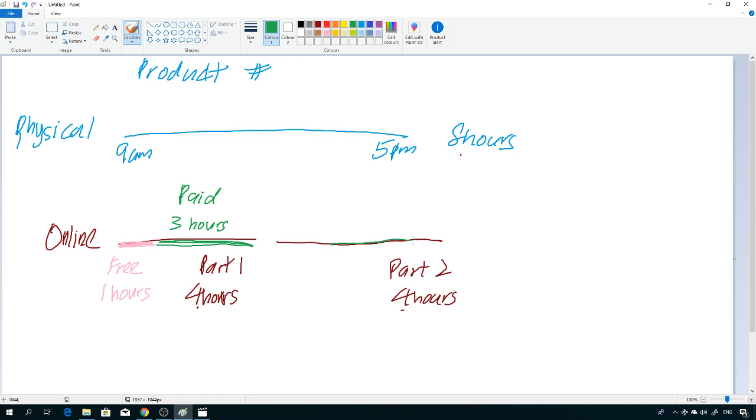The same concept goes to part two. This one is accessible, paid, 3 hours. The first hour I just offer free to give you confidence for those who want to sign up. For those who already want to sign up, they will pay for the rest, not the free first hour. So 1 hour plus 3 hours equals 4 hours. This is the whole idea.